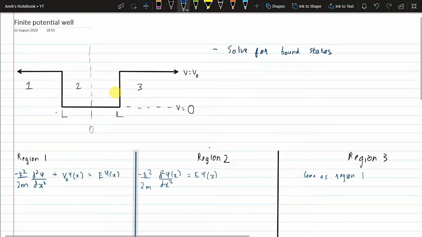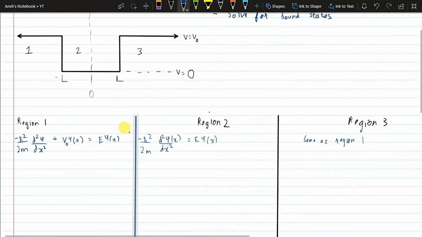You can see that region 1 and region 3 are very similar in the sense that they both exist in a region where the potential is V naught, and region 2 exists in a region where the potential is 0. As we did in the infinite potential well video, we'll be using the time independent Schrodinger equation to determine the solutions, and we'll be solving three different Schrodinger equations and then mixing the solutions. So you can see that I've made a partition for three different regions and we'll solve them one by one.